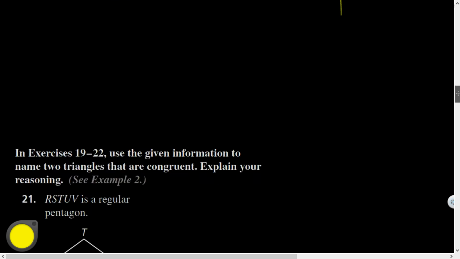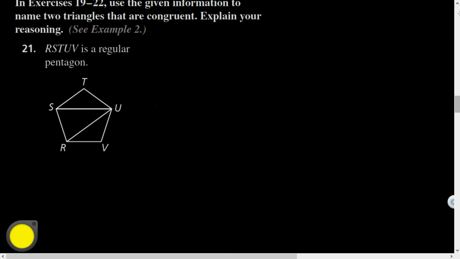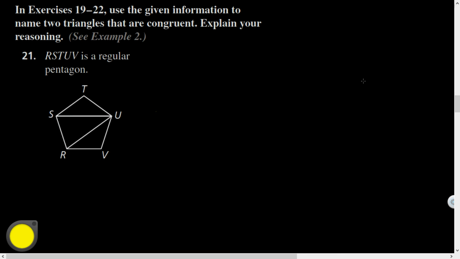Let's see, last question. This one we might just more verbally discuss. Okay, here we go. Now watch this. All right. RSTUV is a regular polygon. That fact tells me a few things. That tells me all of its sides are congruent to one another. It also tells me all of its interior angles are congruent to one another.